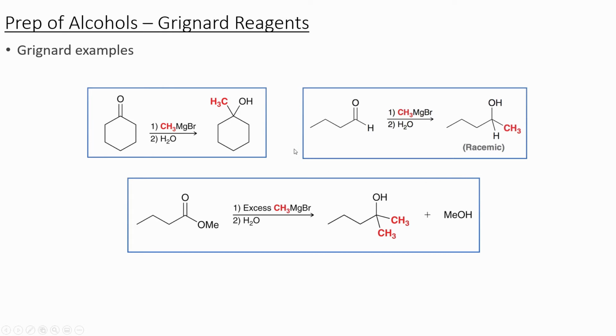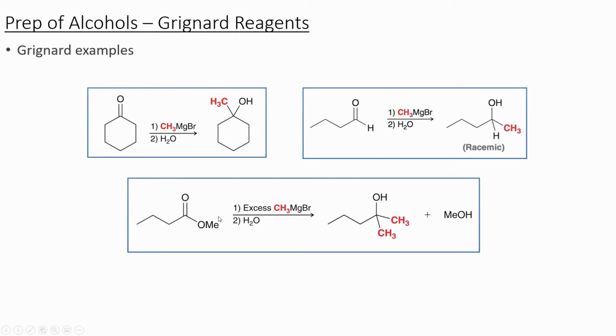And so here are a few examples of Grignard reagents. If we take this ketone with methyl Grignard, we're going to form a new carbon-carbon bond at the carbonyl carbon, and that also creates an alcohol. If we take this butylaldehyde and have a Grignard reagent attack, then we would form a new carbon-carbon bond.